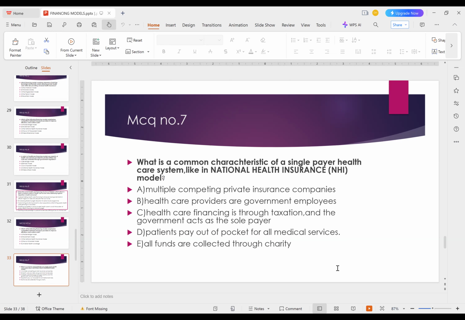Okay, in this, C, exactly. Single payer model: healthcare financing is through taxation and the government acts as the sole payer. The tax revenue generated from the individuals is invested into the public health sector.